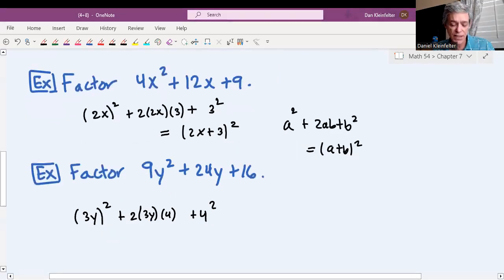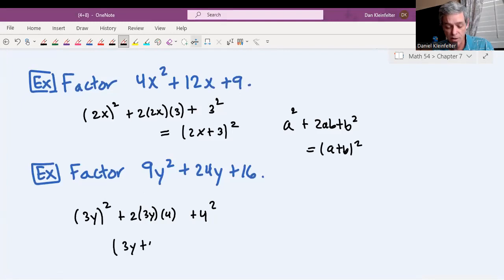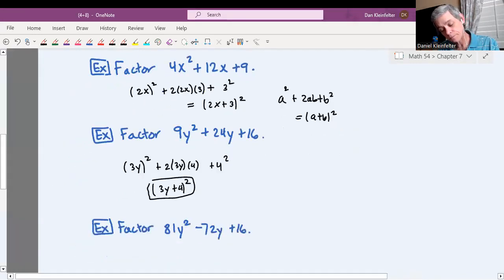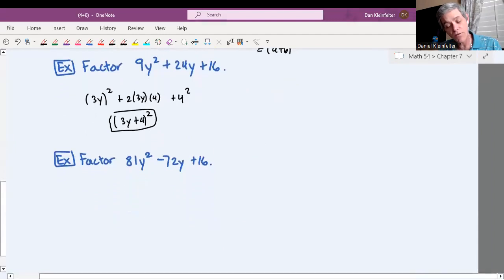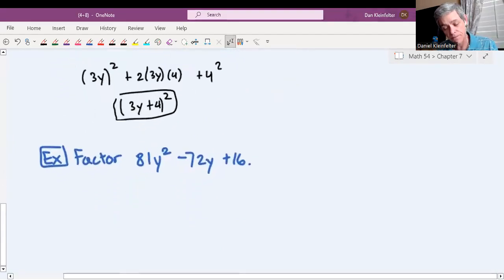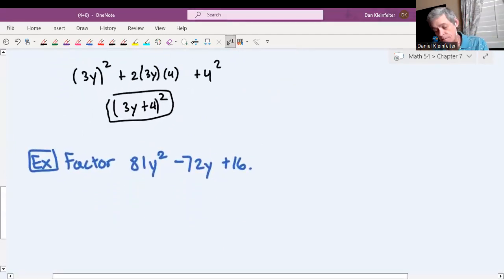So the purpose of all that is just to ensure that it fits the pattern. Our final answer is going to be 3y plus 4 squared. Okay, and that's it. Okay, here's one for you to try. 81y squared minus 72y plus 16.